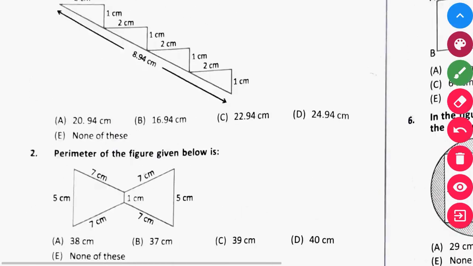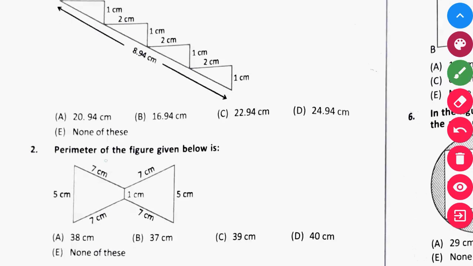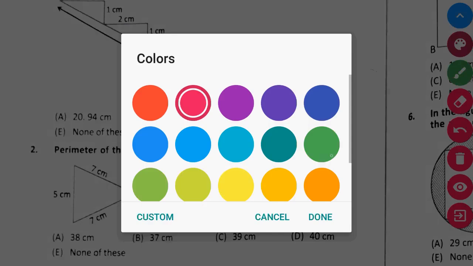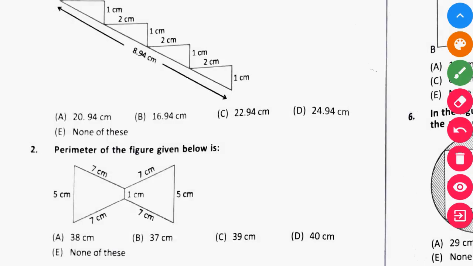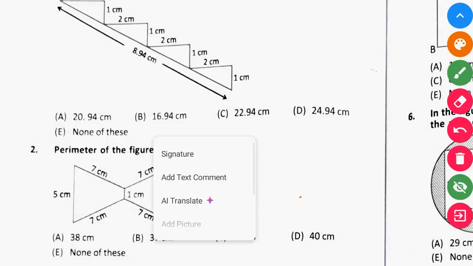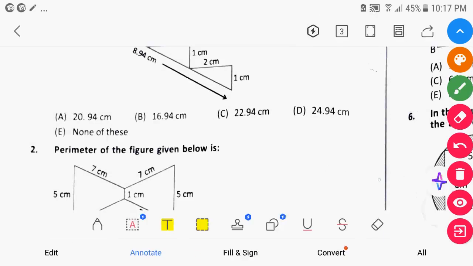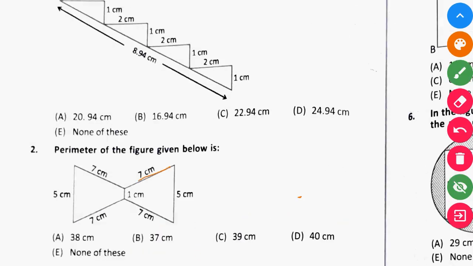Okay. Now the next one is the perimeter of the figure given below. Again we have to calculate. This middle 1 centimeter is of no use. We don't consider it in the calculation, because for perimeter we just calculate the outer borders. Okay. So 7 plus 7 is 14, plus 5 is 19, plus 7 is 26, plus 7 is 33, plus 5 is 38. So 38 centimeter is the perimeter of the given figure.